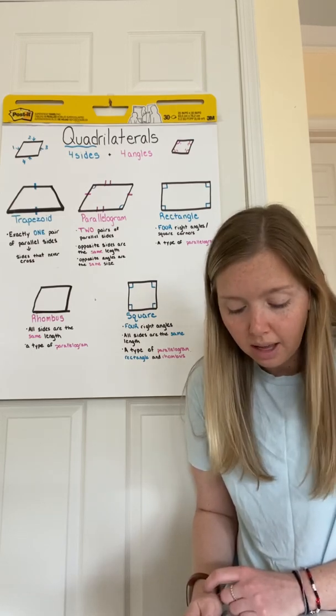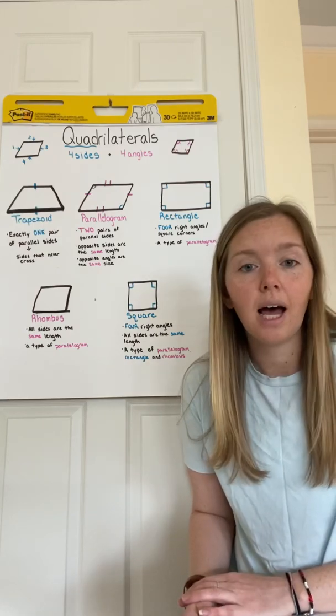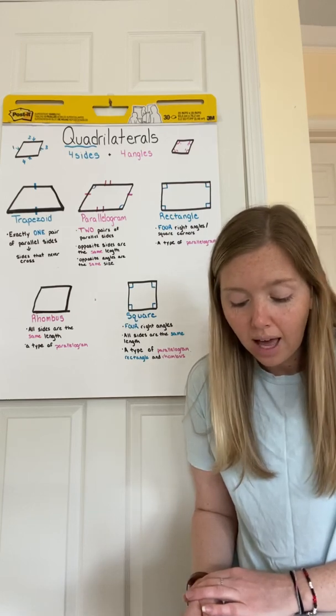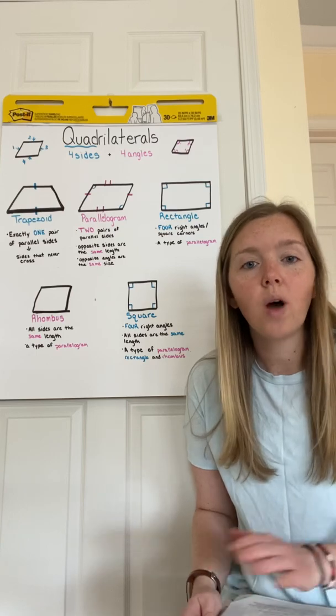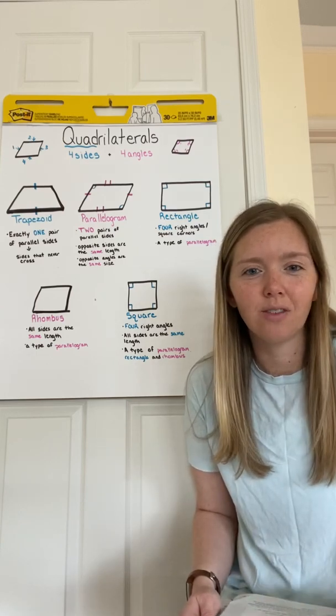Clue 1, I am a polygon with 4 sides. Clue 2, I am a polygon with 4 right angles. And clue 3, I am a polygon with 2 sets of parallel sides. So why don't you try and solve that on your own and come back and check how I have solved it.